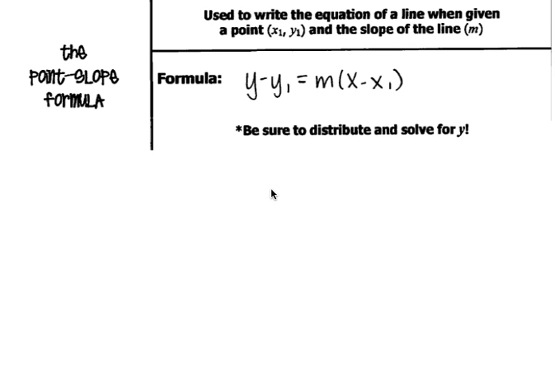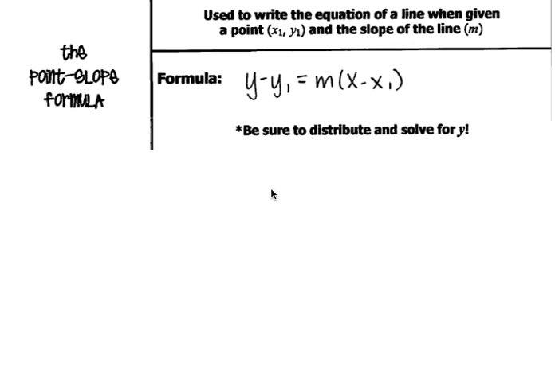Okay, the point slope formula. It's used to write the equation of a line when you're given a point and the slope of the line. So here's the formula. It's y minus y sub 1 equals m parentheses x minus x sub 1.